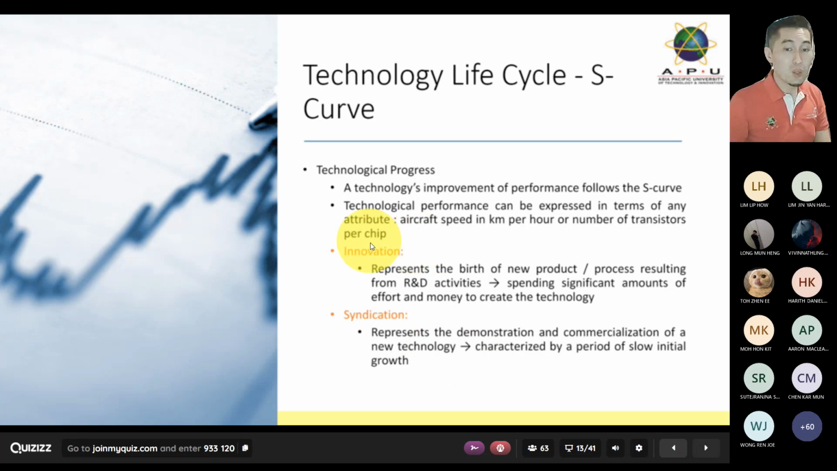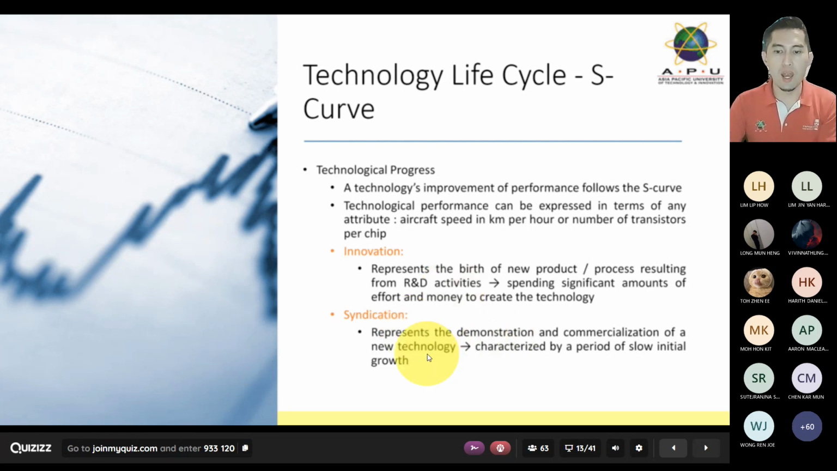All right. So the innovation stage has a lot of focus on R&D. That is the main thing you need to know now. And when we talk about R&D, this is where a lot of money is being spent. Almost no money is coming in because now it is investment into ensuring that this technology is something that can go into the market.